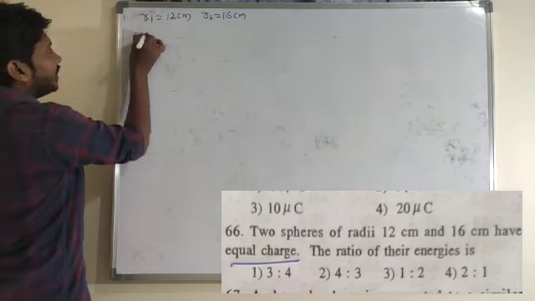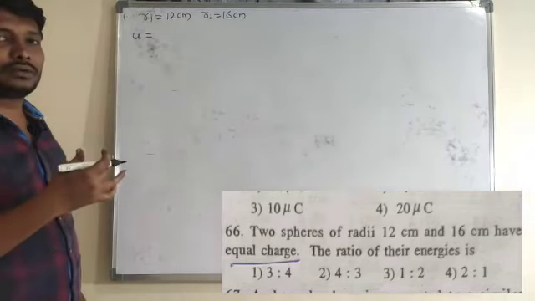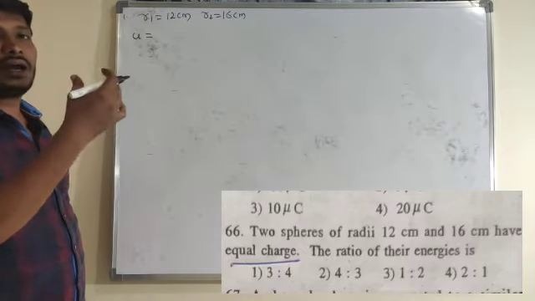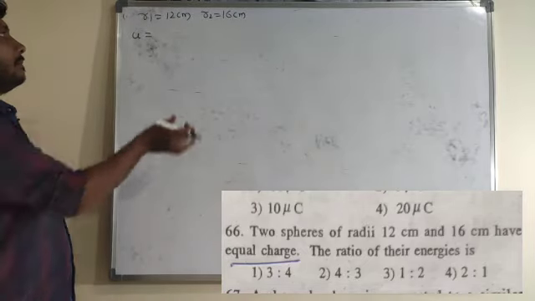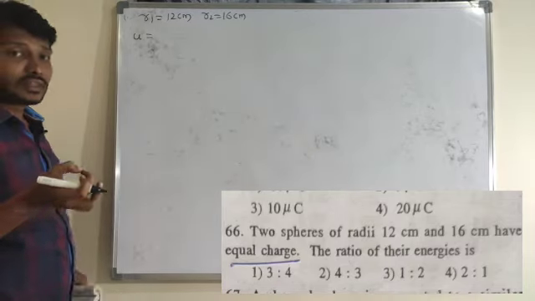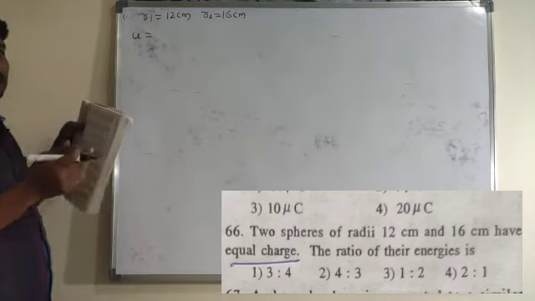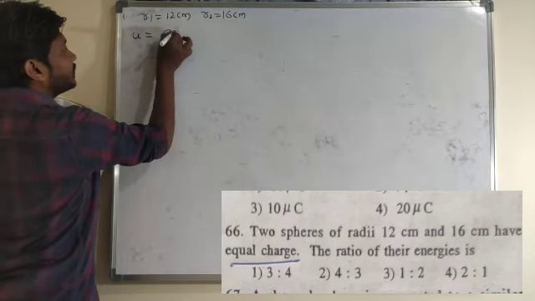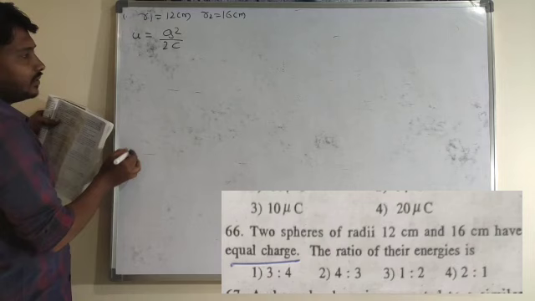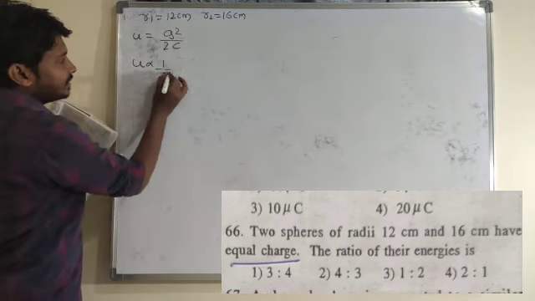So the energy stored in a capacitor has three different forms: q square divided by 2 times C, half CV square, and half of q into V. But in this particular question, they mentioned that the charge remains equal. So for equal charge, use q square divided by 2 times C. Energy is inversely proportional to capacitance here.